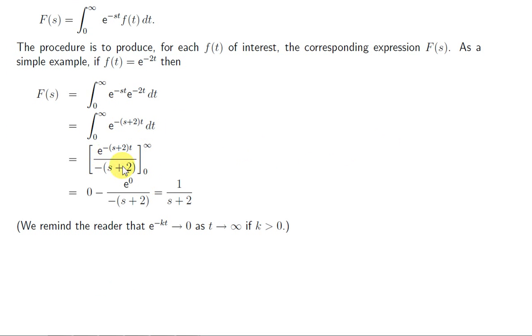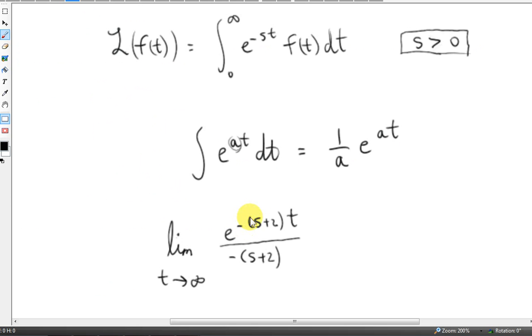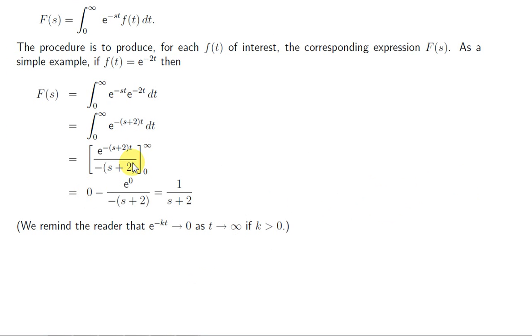For the upper limit, we have to take the limit of this quantity inside the square brackets as t tends towards infinity. Since we're assuming that s is a positive number, we have a negative power here as t tends towards plus infinity. So we can write what's on top here as 1 over e to the power of s plus 2 times t. As t goes to infinity, the denominator will go to infinity, so this will go to 0 as t tends towards plus infinity. So that's why we have a 0 here.